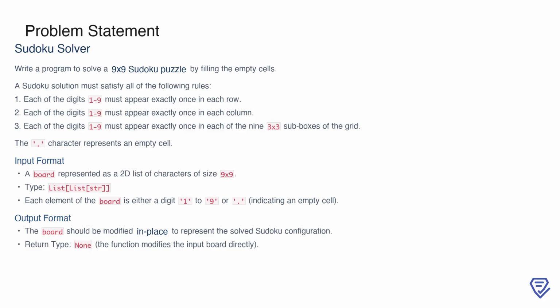Empty cells in the puzzle are represented by the character dot, and our goal is to fill these cells to complete the puzzle. The input is given as a 2D list of characters, representing the board, and the function should modify this board directly in place to produce the solved configuration. It's important to note that the function does not need to return anything, as the board itself is updated directly.